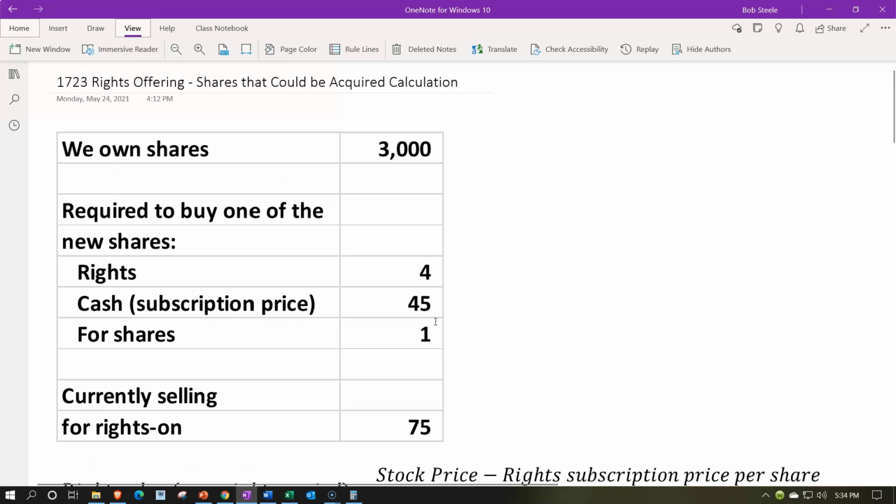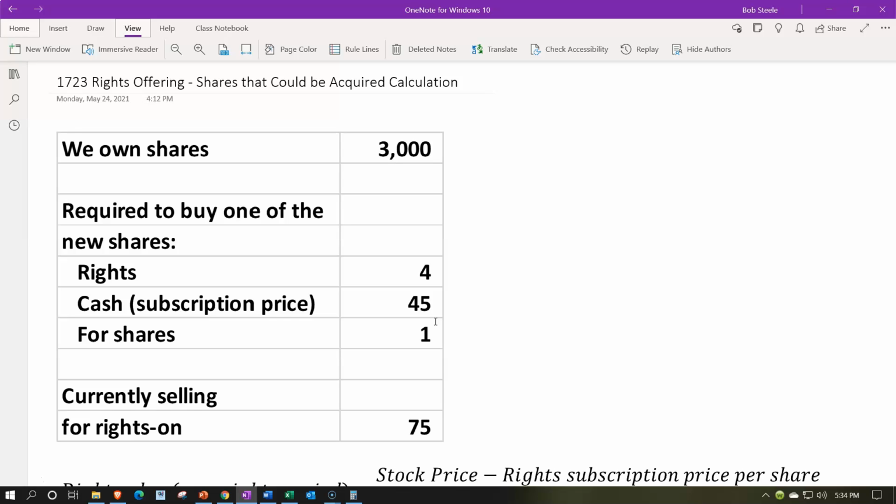We're looking for the rights offering once again, this time considering and calculating the shares that could be acquired if we're the person that is the shareholder with regards to the rights offering. So remember the typical scenario with a rights offering, and if you want some more detailed explanation of the rights offering in general, take a look at some of the prior presentations where we go into those practice problems in a bit more detail.